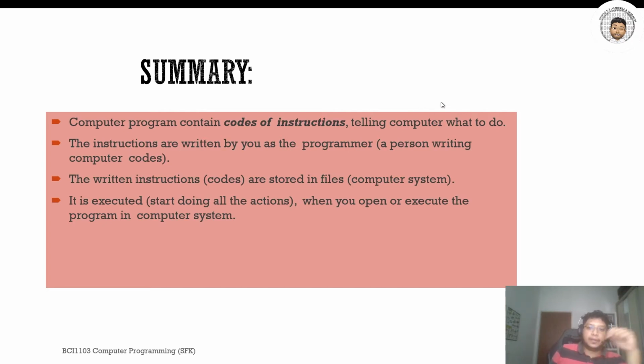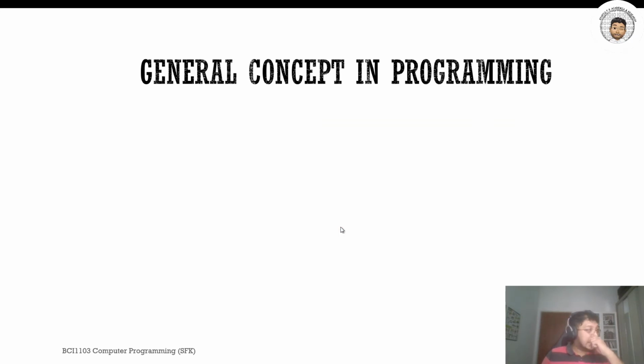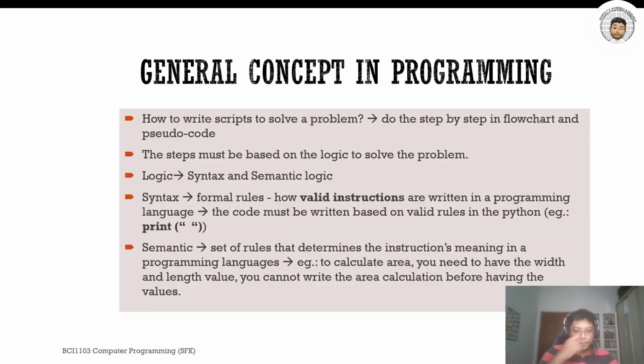Okay, so to summarize this chapter. Computer programs contain codes of instruction telling the computer what to do. The instructions are written by you as the programmer, or a person writing the computer codes. The written instruction codes are stored in files in the computer system, and are executed when you open or execute the program in the computer system. So this is basically to summarize chapter 1. So next, I'll go directly to chapter 2.